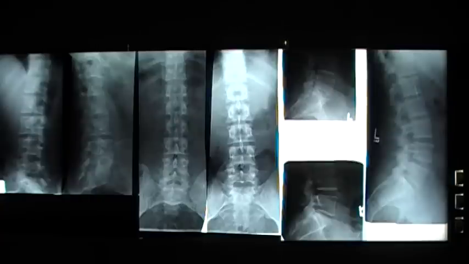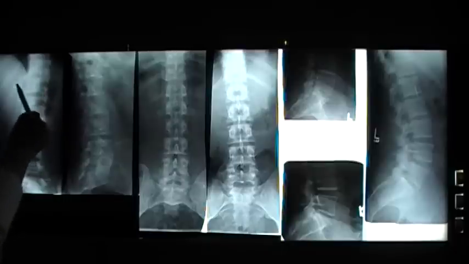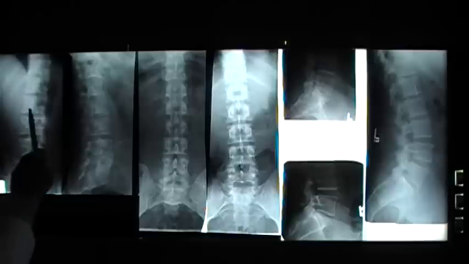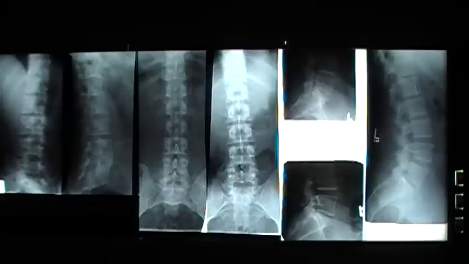So, counting our vertebra, here's our first rib, our last rib, so we know this is T12, so this next one will be L1. So L1, 2, 3, 4, 5. Okay, so we do have all vertebra here, and we also have all vertebra on this left.